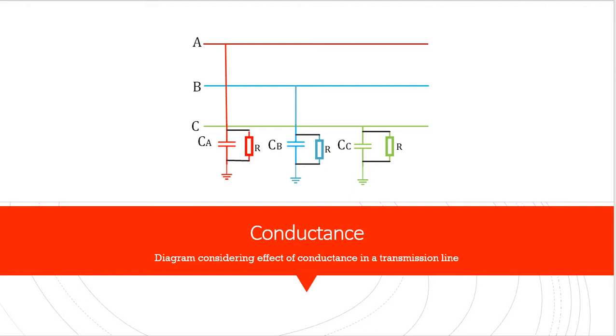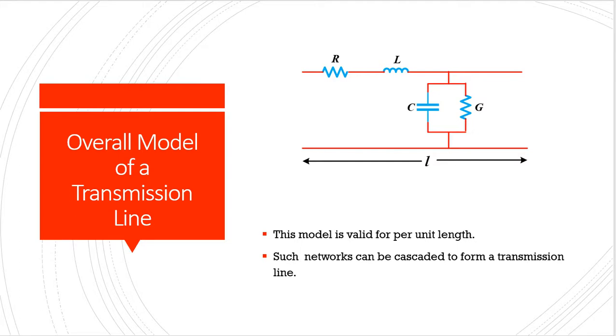Therefore, in this case, we can get the value of this particular conductance or this particular resistance. That conductance is represented by this R, which is applied parallel to this capacitance, right? So we have these three resistances applied parallel to the capacitors, and these three resistances are showing the amount of conductance, right? Therefore, the overall model of the transmission line will become just like this.